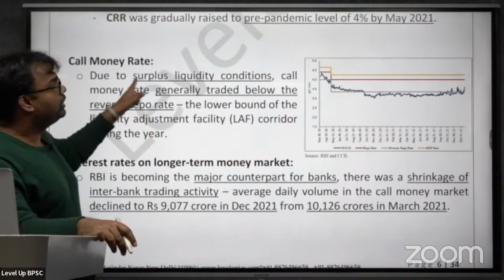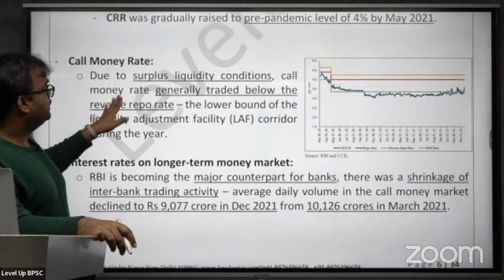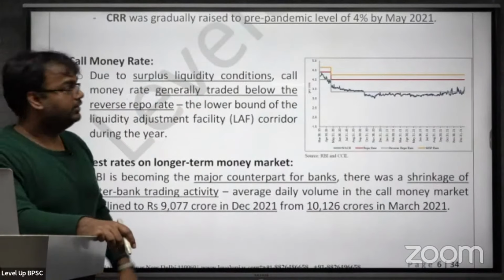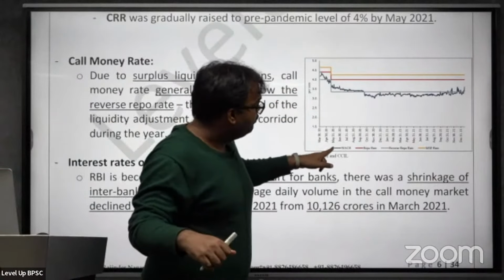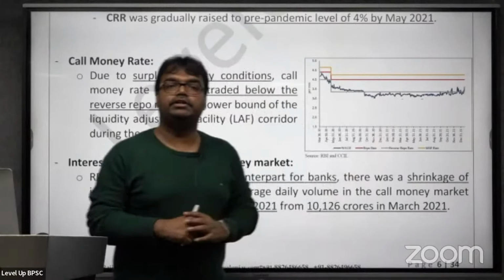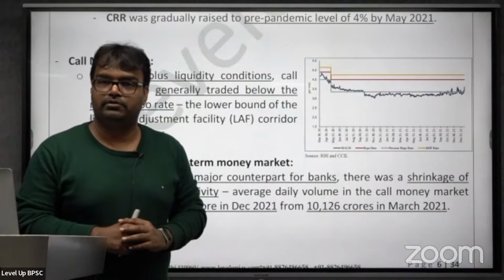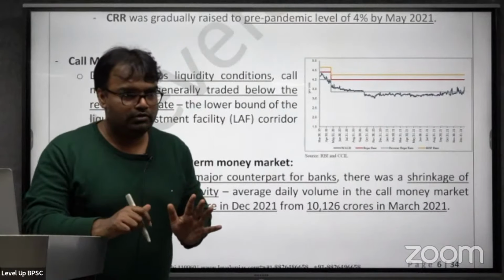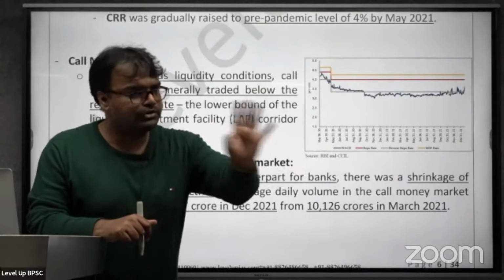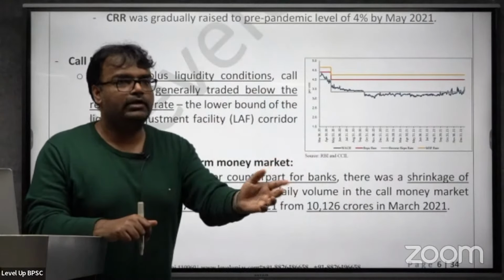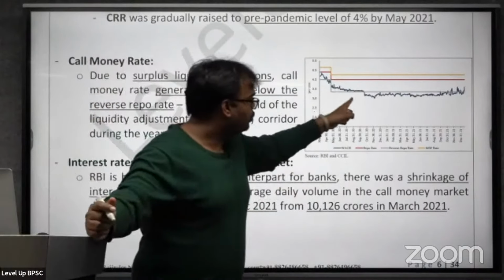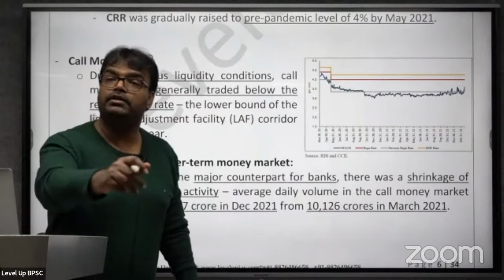So due to surplus liquidity, what has happened? The call money rate generally traded below the reverse repo rate. You'll see this is weighted average call money rate, and it has traded even below the reverse repo rate. Fine. So first, did you understand what is call money rate? Rate at which banks deposit money with other banks, and because of excess supply of money in the economy, it has been lower even than reverse repo.